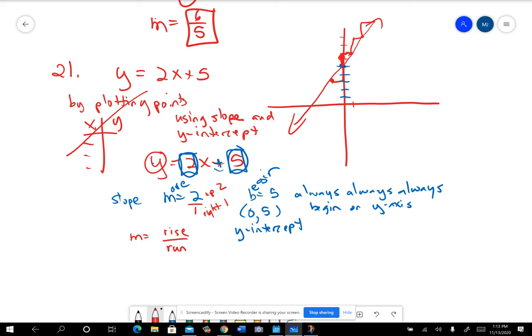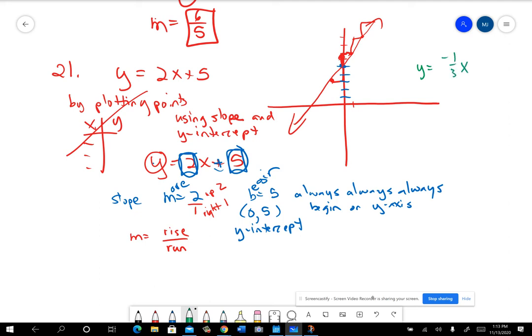Okay, so when you're graphing using the slope, it's a great way to graph. Let me do one more on that same graph. I'll do it in green. Suppose you have y equals negative 1/3 x plus 4. Okay, so the m is negative 1/3 and the b is 4. So I'm going to begin at 4.